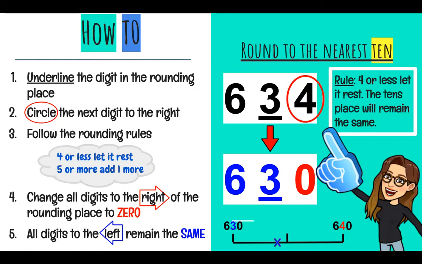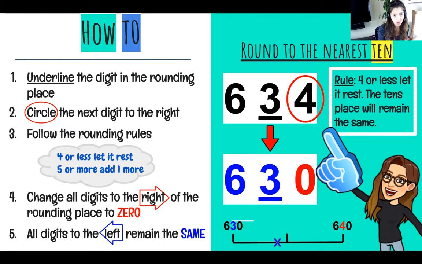Then we look next door. You're going to circle the next digit to the right. Next to the 3, we have a 4. Now, here's where our rules come in. 4 or less, let it rest, and I've tweaked that 5 or more. 5 or more, add 1 more. I tweaked it so I can make sure that nobody was raising any higher than 1. I've seen some people who actually add on the circled number, raising this by the number that's circled. Not something we do. You can only raise by 1. That's as high as you can go.